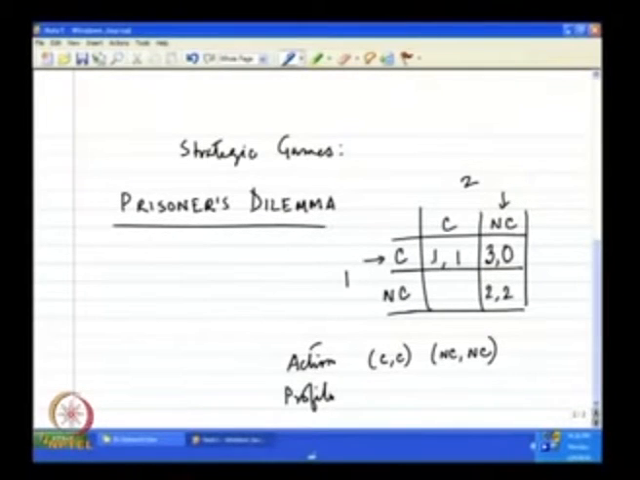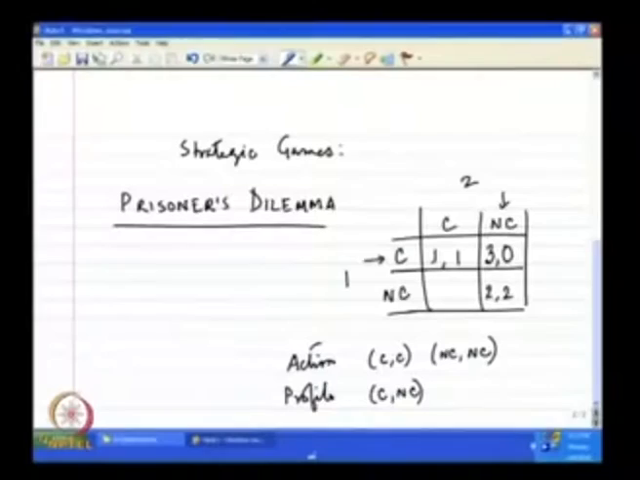There are 4 numbers involved here: 0, 1, 2, 3. 0 is going to jail for 5 years, the worst possible. 1 is going to jail for 3 years, which is the second worst. 2 corresponds to the sentencing of 1 year to jail, which is the second best, and the best you can do is not go to jail at all, in which case you get 3.